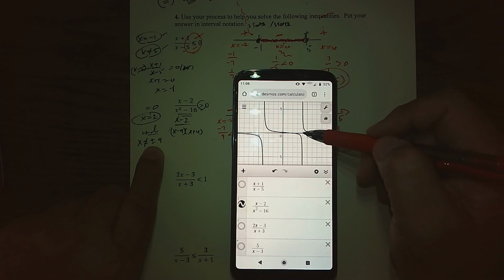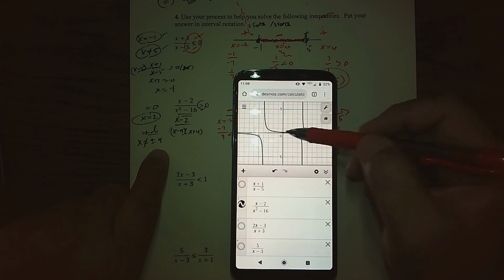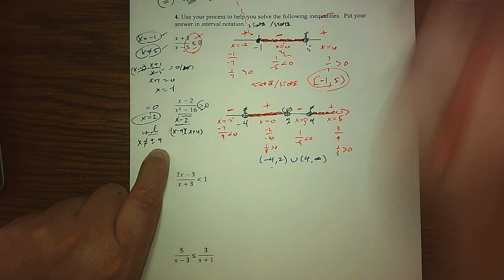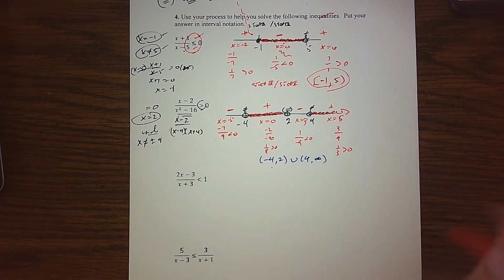And then again, that's 4. We have an asymptote because we're undefined, but more importantly, past 4, the graph is above. And then we can also see we're below, and we're below, right, on the intervals that we predicted. So again, my graphing verifies what we're seeing algebraically.